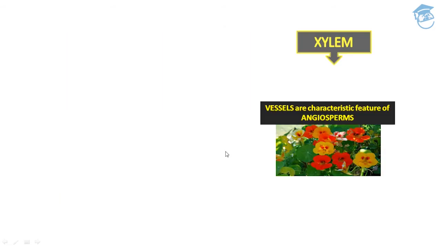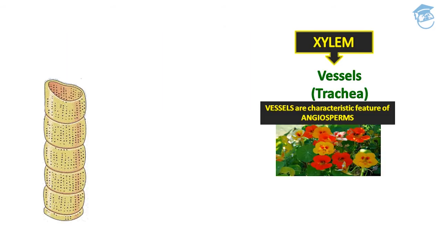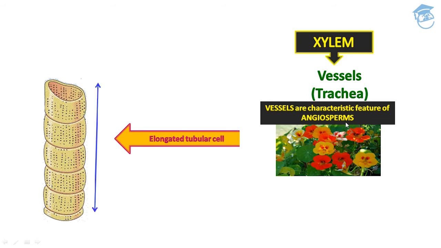Now we'll talk about the xylem vessel, which is another crucial cell of xylem. Xylem vessel is also called trachea. So don't get confused with tracheid. Tracheid and trachea, they both are different. Xylem vessels are characteristic features of angiosperms. See, this is xylem vessel. It has an elongated tubular cell.